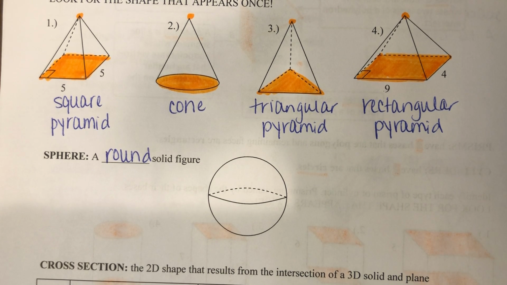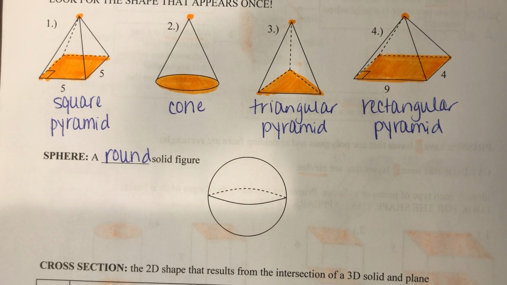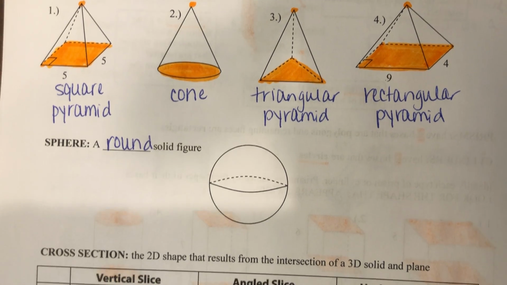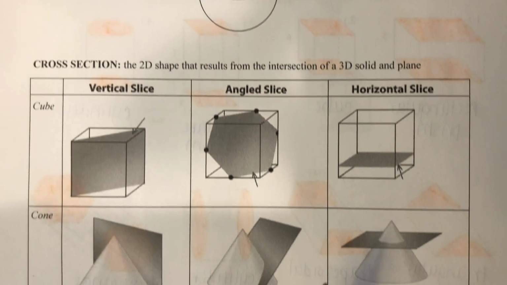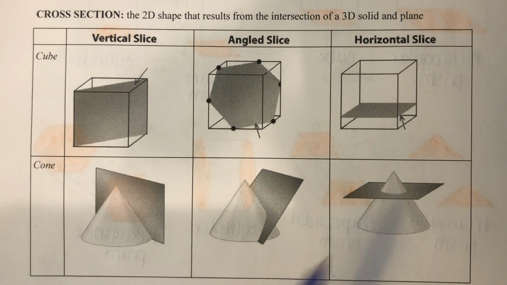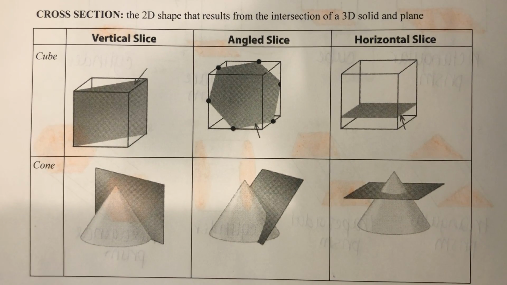Now we're going to get into these things called cross sections, which are a little tricky to visualize. Sometimes the picture really helps you out. Sometimes it doesn't so much and you have to think. So, a cross section is a 2-dimensional shape that results from the intersection of a 3D solid and a plane. You want to think that you have this 3-dimensional shape and this blade or sheet of paper is coming through and slicing it at different angles.